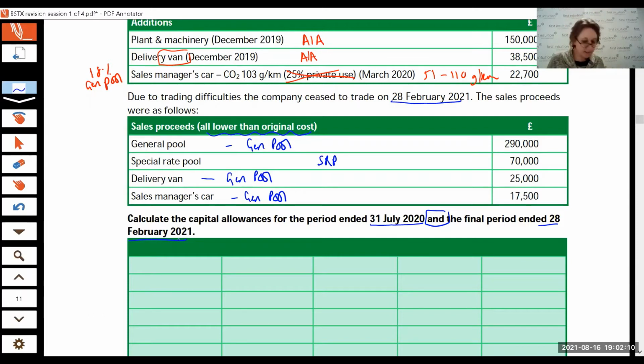So we're just going to start putting together then our working. We'll start putting together our working for this. I'll do the first bit for you because we're just going to have our column headings. We've already talked about these. We want an AIA. We want a general pool. We want a special rate pool. And we want our allowances. So I'll fill that in.